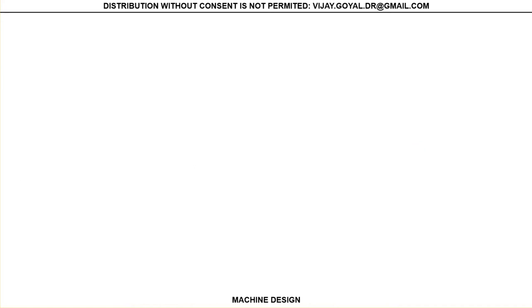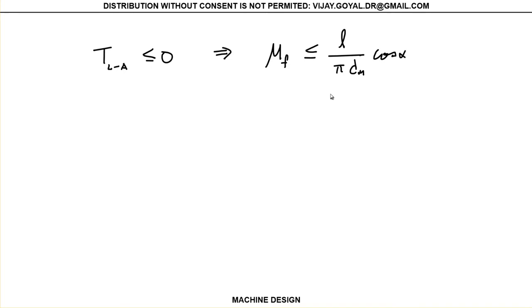So the next thing I can do is, I know the condition for overhaul. The condition for overhaul says that lowering torque has to be less than or equal to 0. And from here, we showed in class in your handouts that this has to be less than your lead over pi times your mean diameter times cosine of alpha. Okay. Then from here, I can rewrite this in the following form.